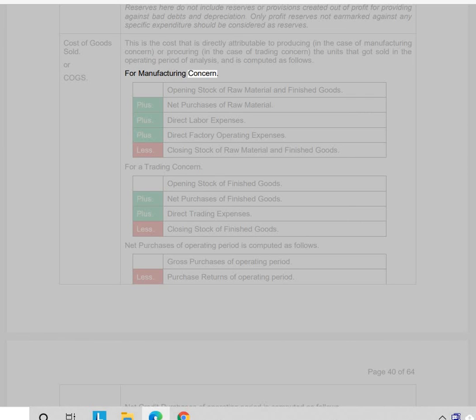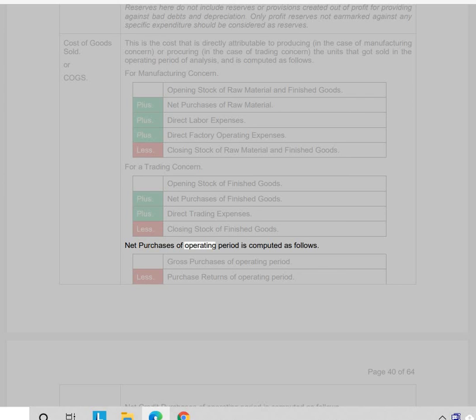For a manufacturing concern: opening stock of raw material and finished goods, plus net purchases of raw material, plus direct labor expenses, plus direct factory operating expenses, less closing stock of raw material and finished goods. For a trading concern: opening stock of finished goods, plus net purchases of finished goods, plus direct trading expenses, less closing stock of finished goods.